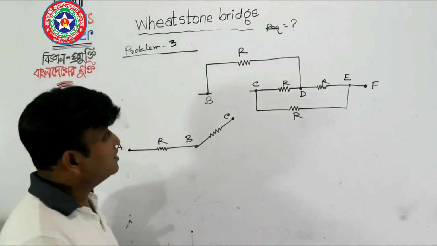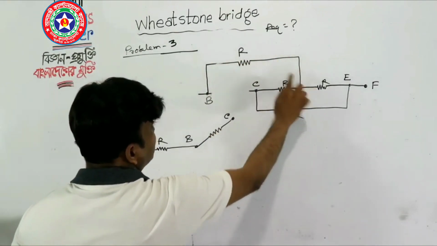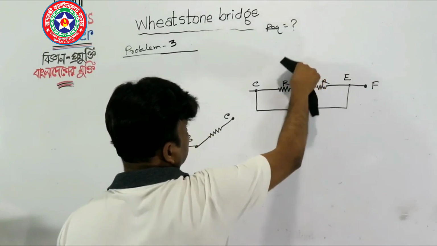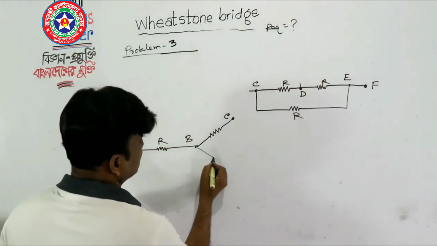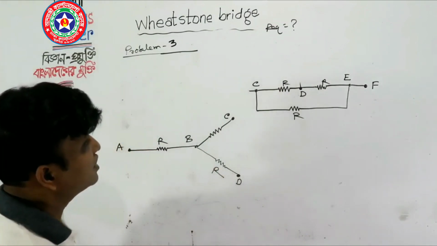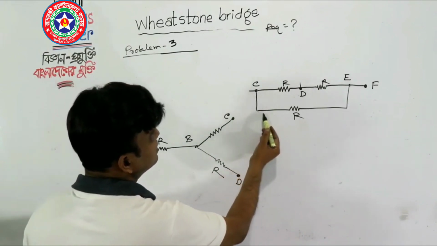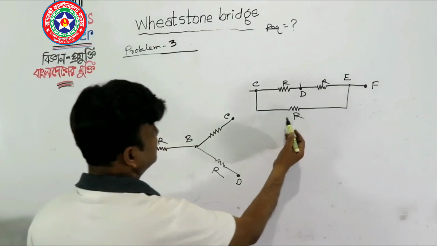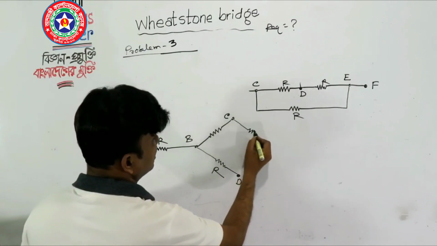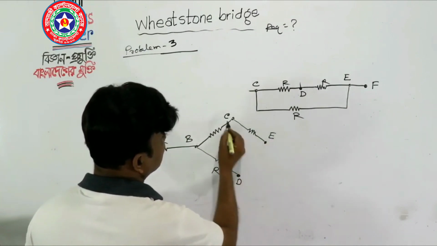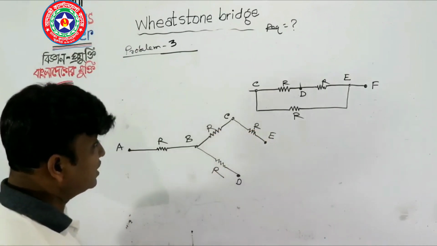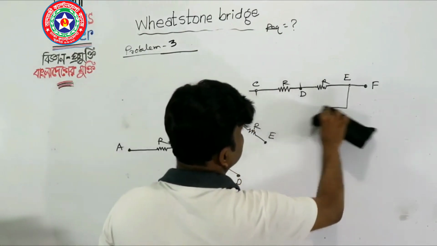Now there is a resistance between B and D. We can take this resistance here, between B and D. Now there is a resistance between the points C and E. It is also R. Here the points are C and E. This is C and this is E, and here the resistance is R. Now we can remove this leg.